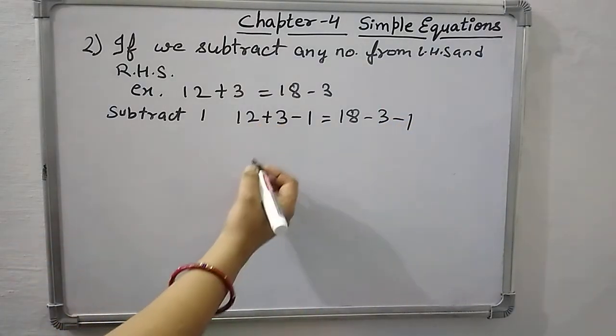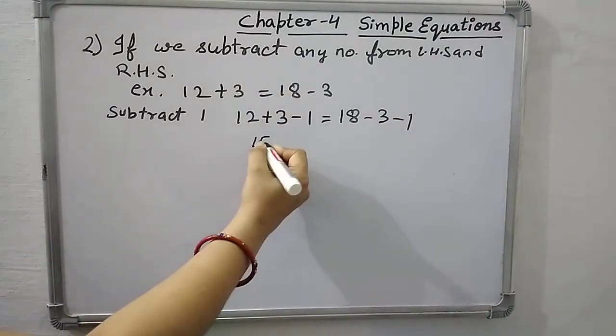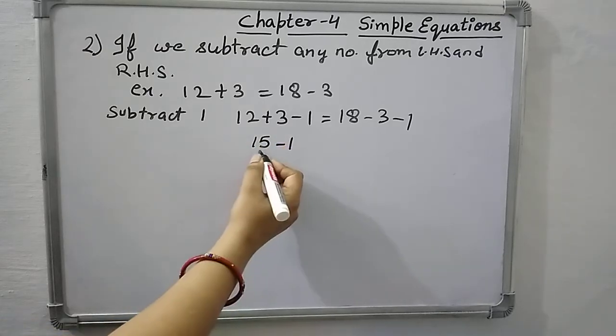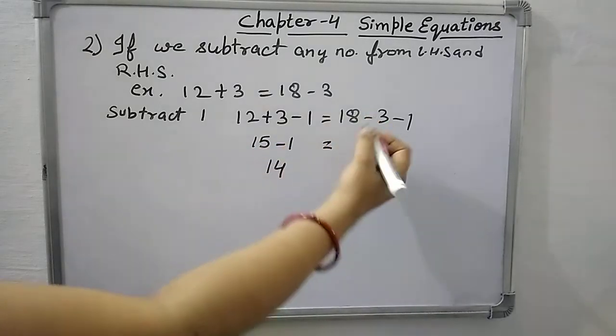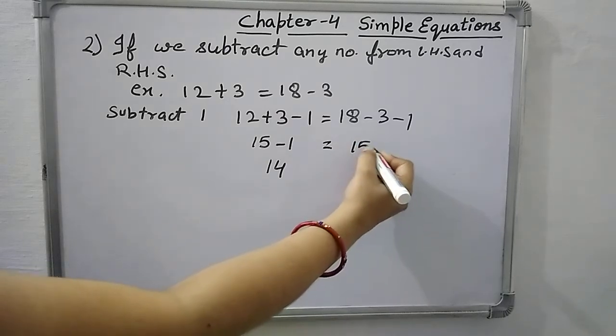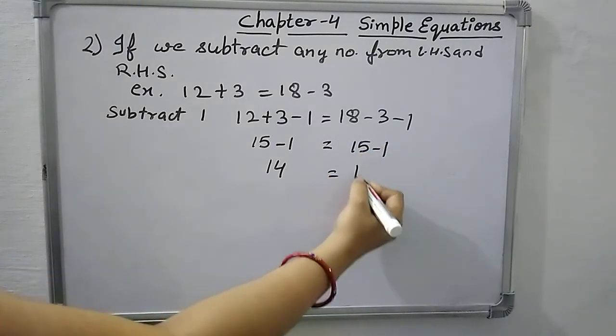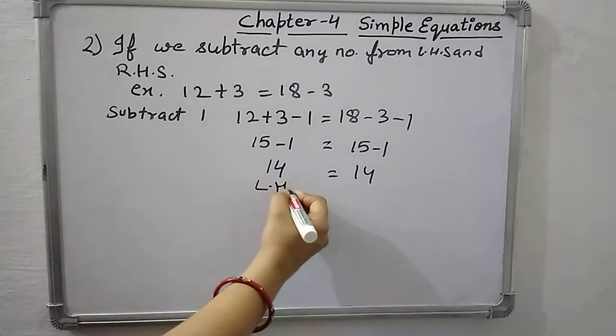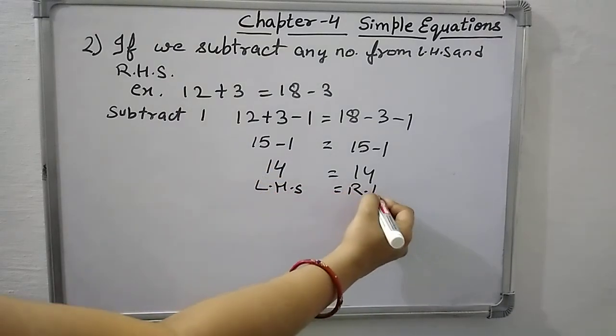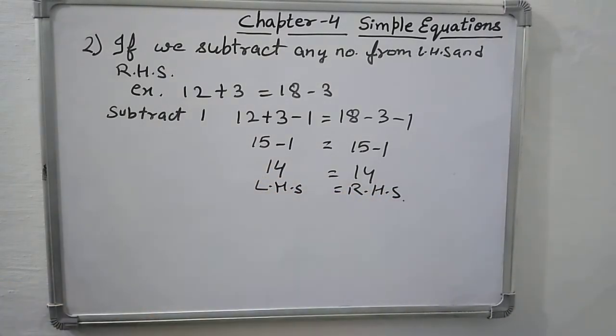Find out the value of LHS. It will be 12 plus 3, 15 minus 1, and 15 minus 1 is 14. Value of RHS, 18 minus 3, 15 minus 1, it is also 14. That means LHS is equal to RHS, and it states that subtraction is also not having any effect on balanced equation.